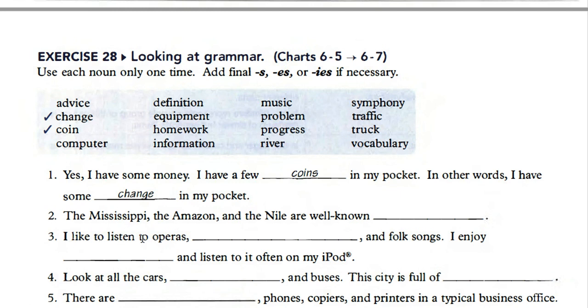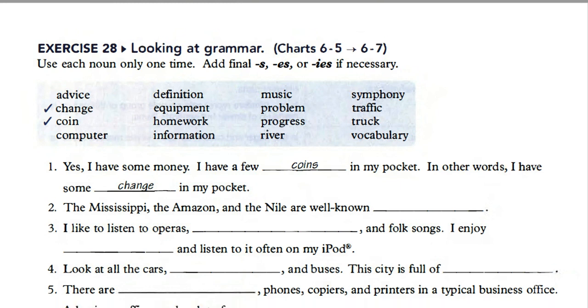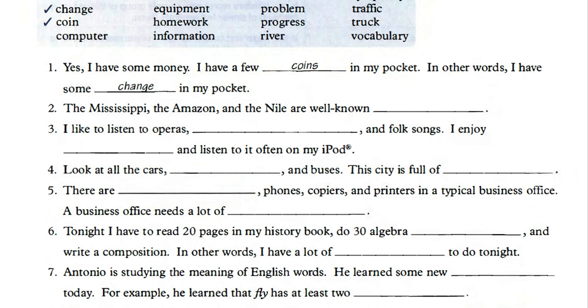I like to listen to operas. So operas what? We follow the word, and we find symphony. So it's not opera symphony, one symphony. Why? Because here we find songs. So it means he or she went there repeatedly, and we have to say operas, symphonies. We change y to ies. Folk songs, I enjoy music. I enjoy music and listen to it. Music cannot be counted. Why? Because it's for an activity.